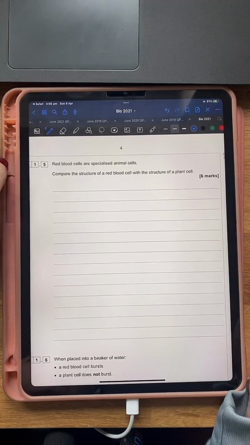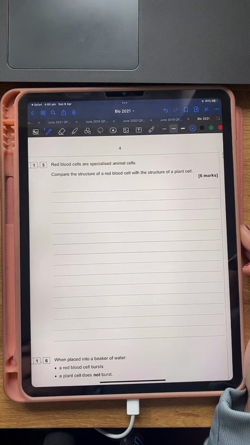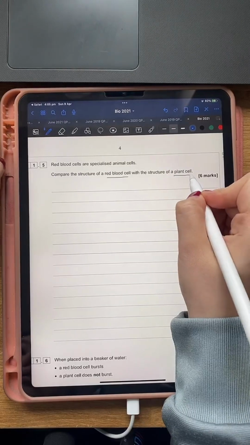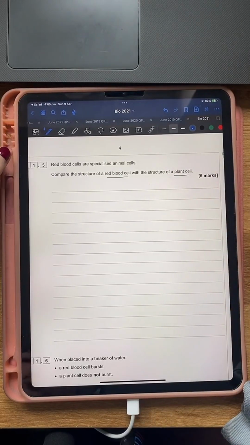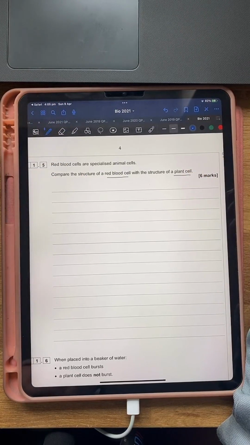Okay, let's have a look at the 6 marker here. Red blood cells are specialized animal cells. Compare the structure of a red blood cell with the structure of a plant cell. So you're required to know what the red blood cell does and what the plant cell does. If you know what they are for, then you can kind of imagine how their structure will be. Red blood cell has no nucleus, that's correct. This is higher. This is triple bio, higher.